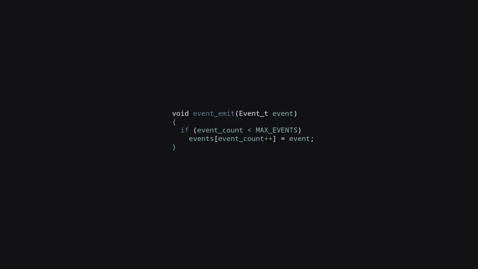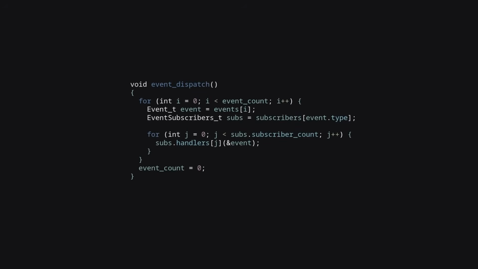And emitting an event is even simpler. We just add the relevant event to the event list. The whole system is kept running by the dispatch function, which just goes through the event queue, and for each event, runs the callback function each subscriber is registered.